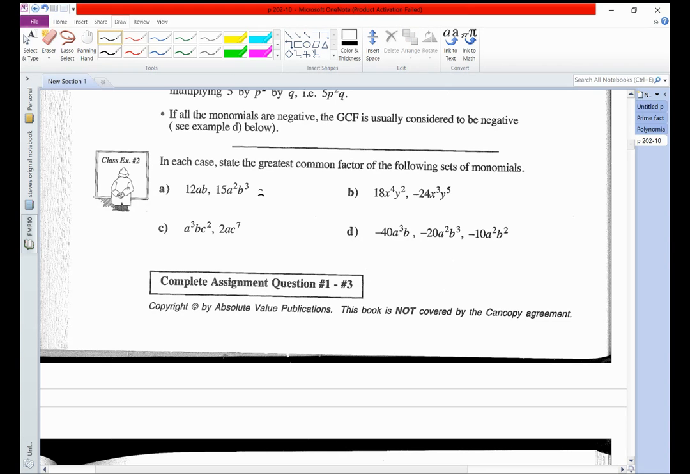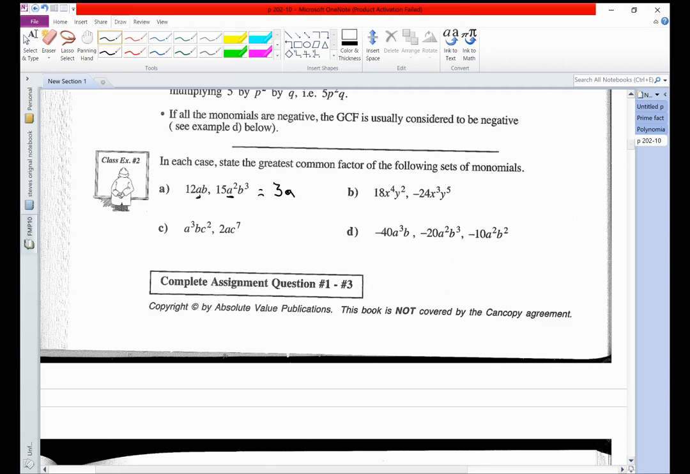What's the biggest number we can divide out of 12 and 15? Sorry, I just gave away the answer. The biggest number you can divide out of 12 and 15 is 3. How many a's can they both give? Well, the second one's got 2 a's, a squared, but the first one's only got 1. So they were limited to just giving 1 each.